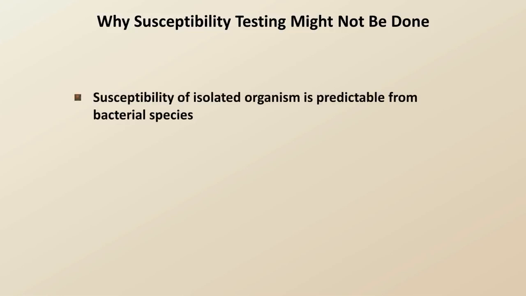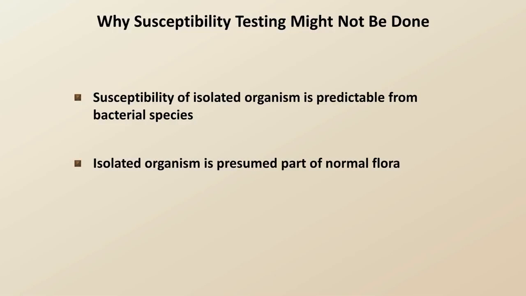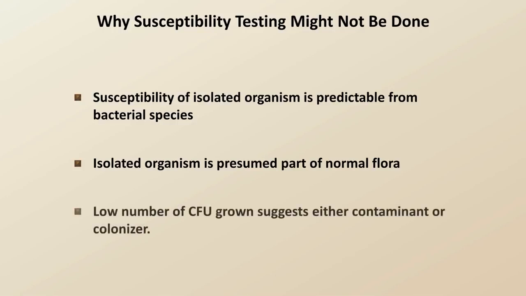Before I finally leave antibiotic susceptibility testing, I will quickly mention a few reasons testing might not be done by the microlab on an isolate. First, susceptibility of the isolated organism may be totally predictable from the bacterial species alone. Second, the isolated organism could be presumed to be part of the normal flora. Or last, the low number of colony-forming units might suggest it's either a contaminant or colonizer.